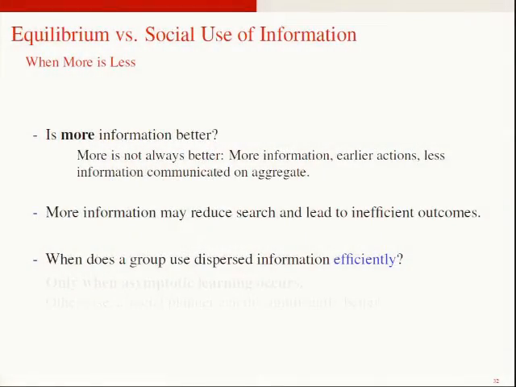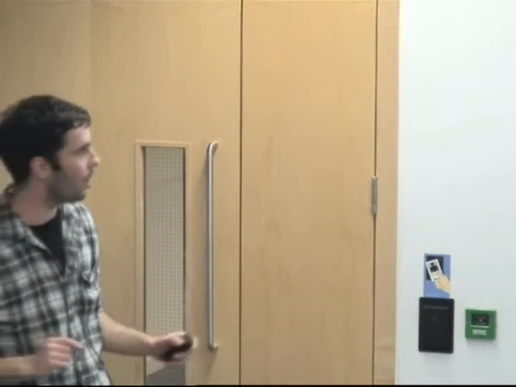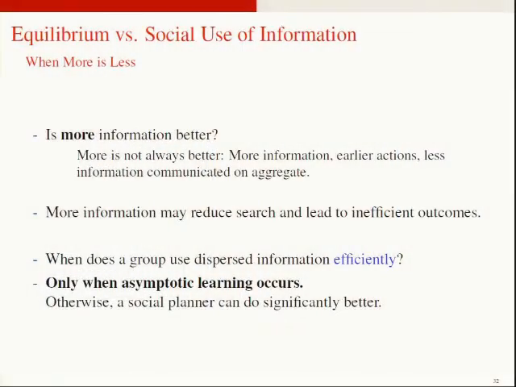So this motivates the following question. When does a group use this dispersed information efficiently? So compare equilibrium with a setting where a social planner would say you communicate with him and you stay for 3 time periods and so on and so forth. When would the social planner actually do better than equilibrium? And the answer here is that there is a direct connection between learning and efficient communication. When a society learns, then the social planner cannot outperform equilibrium.